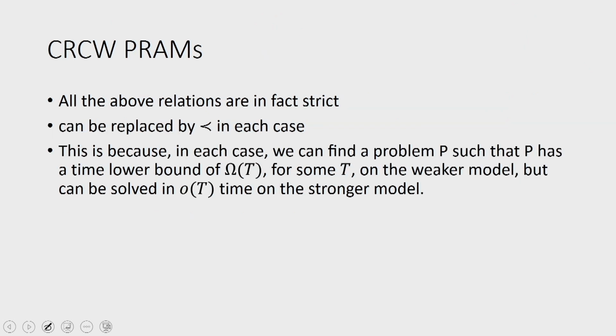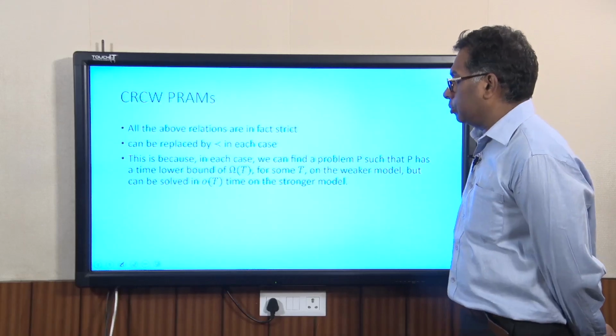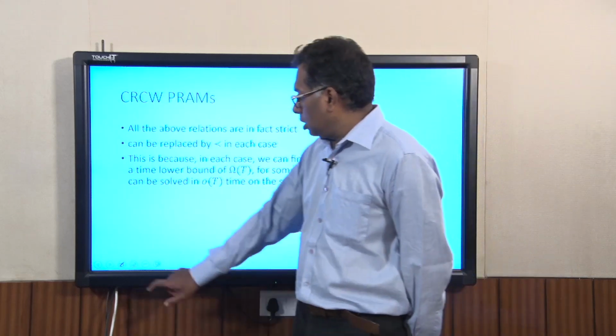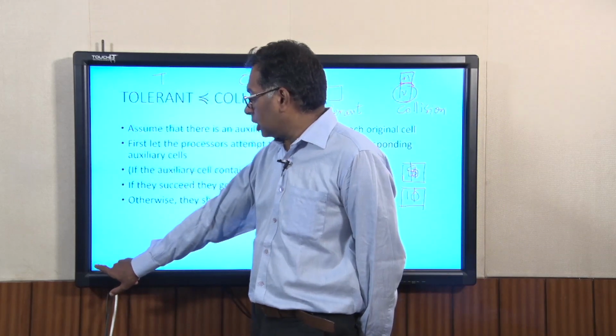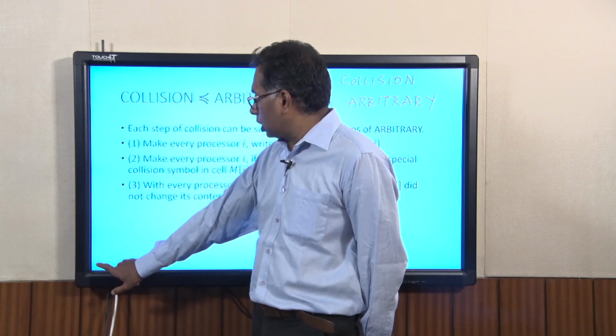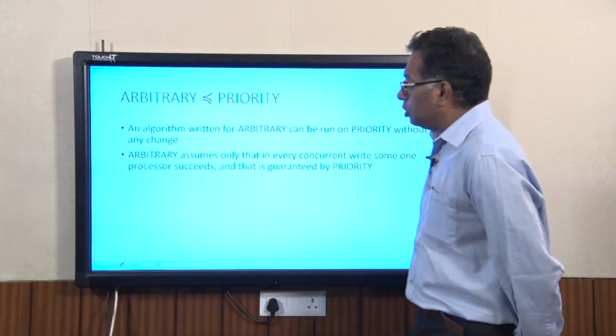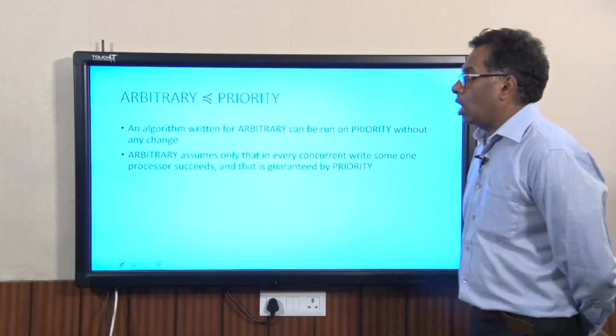So, on the whole, we have shown that priority is at least as powerful as arbitrary, arbitrary is at least as powerful as collision, arbitrary is also at least as powerful as common, and collision is at least as powerful as tolerant. In fact, we can show that all of the above relations are strict. "At least as powerful" can be replaced with "strictly more powerful" in each case.